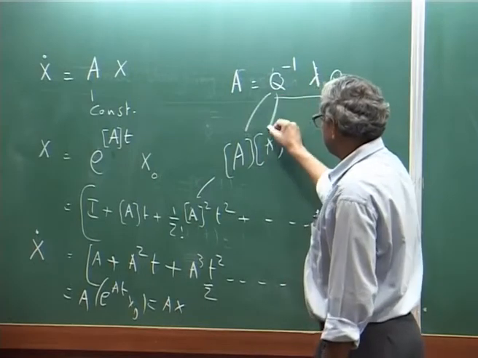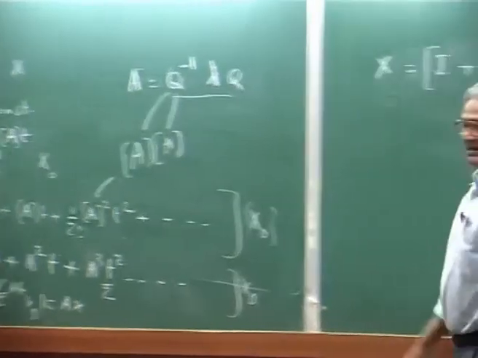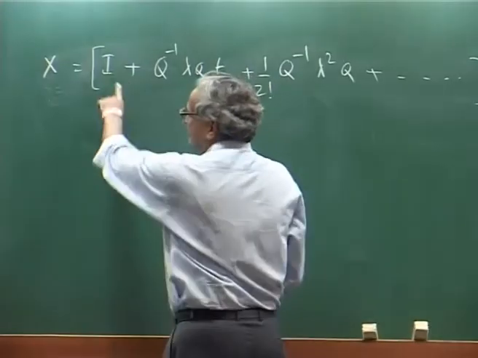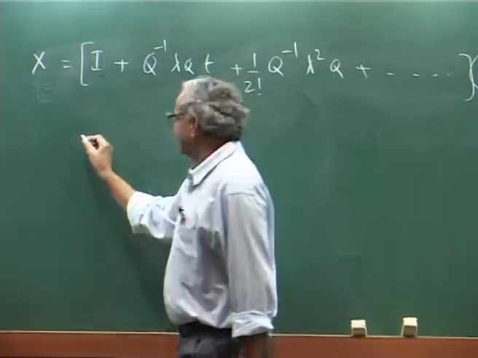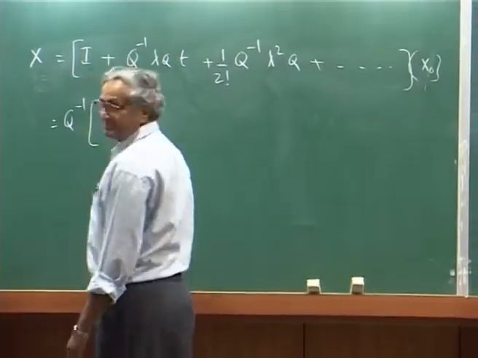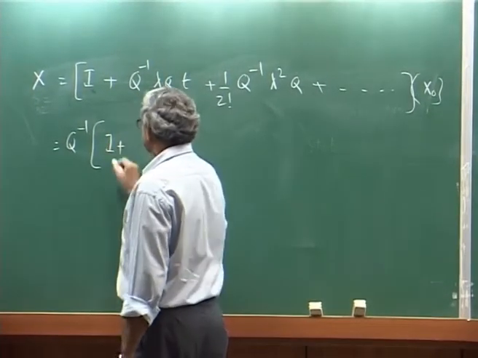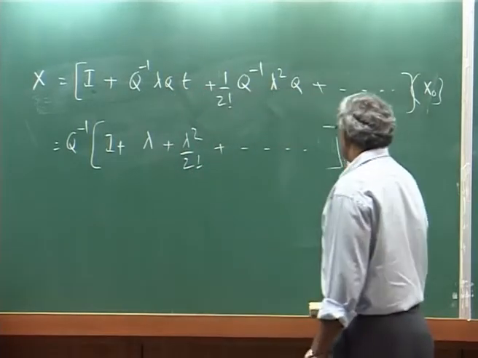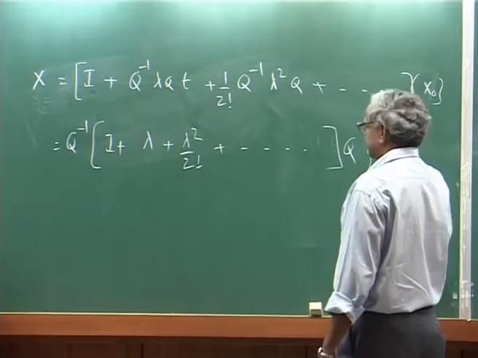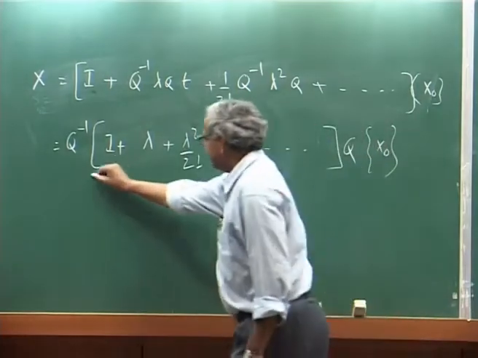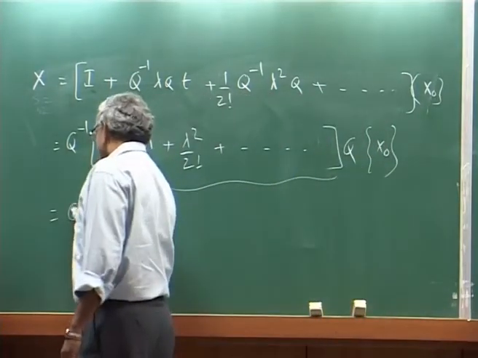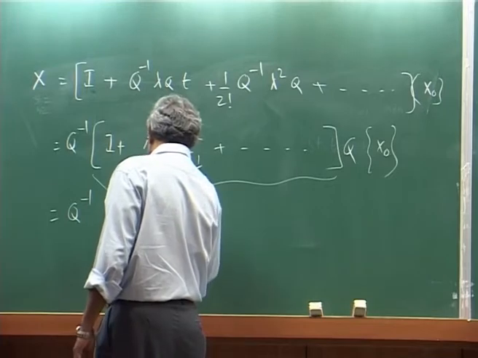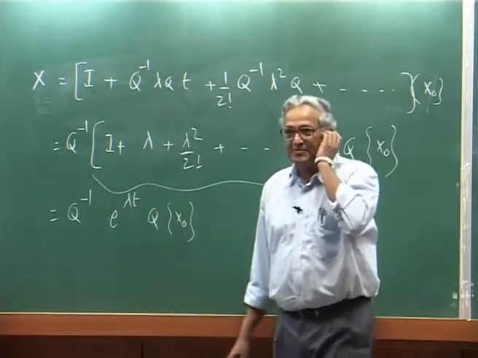You substitute this, and like that this will go on and you will have x naught. What you do is you can write this as Q inverse, I plus lambda plus lambda square over 2 factorial and so on, into Q x naught, okay. This is what? So, Q inverse e to the power lambda t Q x naught, you follow.